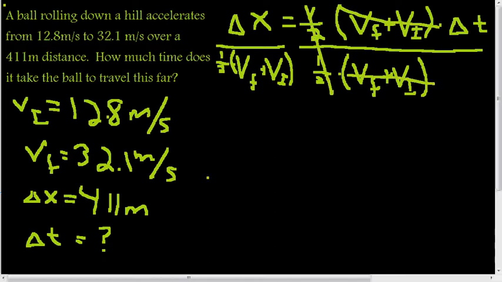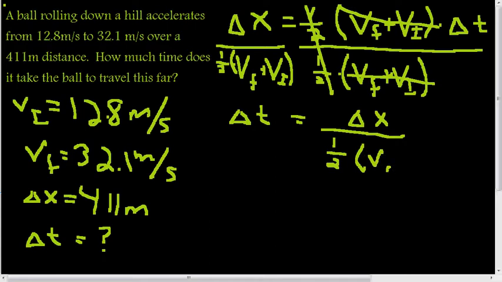On the right, all we're left with is delta t equals, on the left, delta x divided by all this stuff here, 1/2 times VF plus VI. Now that we have the equation, now that we have our numbers, we can take these numbers here and plug them into our equation.